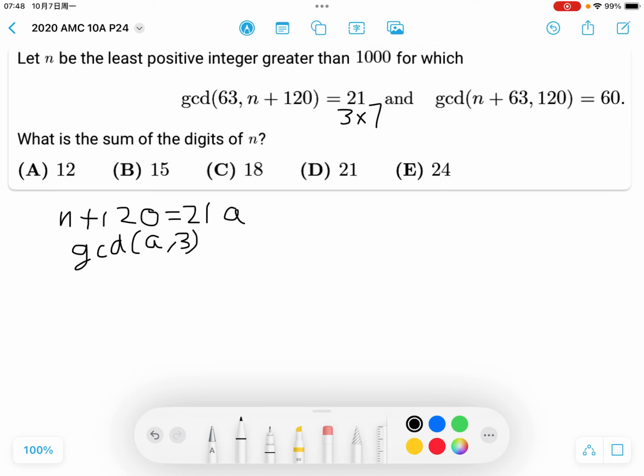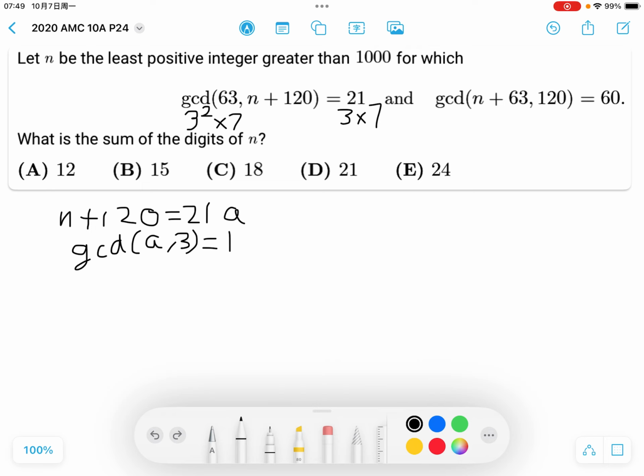A does not have a multiple of 3, because let's say a is a multiple of 3. Then we know that GCD with 63 would be 63, because 63 is 3 squared times 7. The reason the GCD only has one factor of 3 is because this number only has one factor of 3. If this number is divisible by 9, then the GCD would be 3 squared times 7 or above.